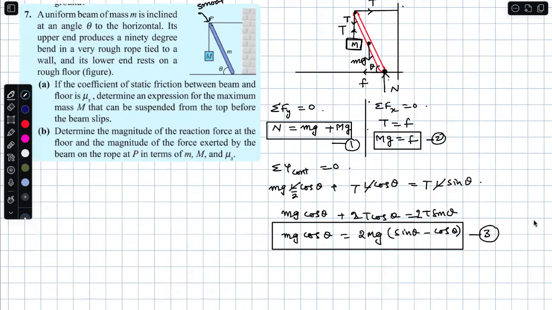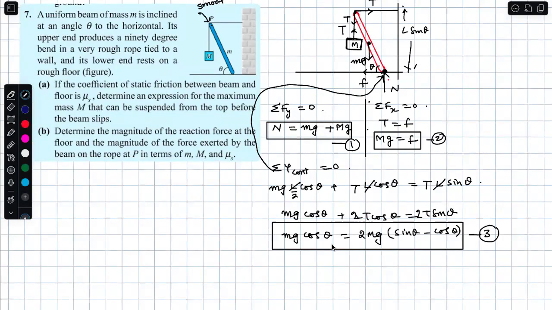Right. Now in this case, the net torque about the contact point. I am applying torque about this point. In that case, mg into perpendicular distance L by 2 cos theta, T times L cos theta, and T times L sin theta. So I got one relation.